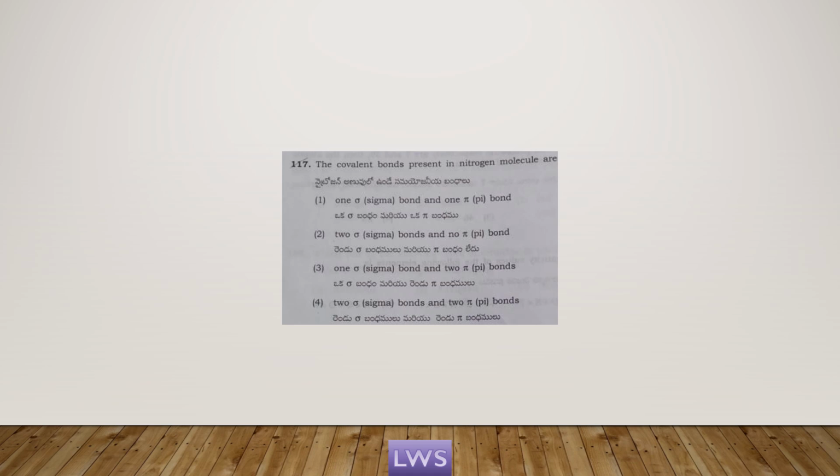Covalent bond formed in nitrogen. So nitrogen forms a triple bond. Out of this triple bond, one is the pi bond. Sorry, one is pi, the other one is also pi, and one is the sigma. One sigma and 2 pi bonds are there. So option 3, 1 sigma bond and 2 pi bonds are there in nitrogen.